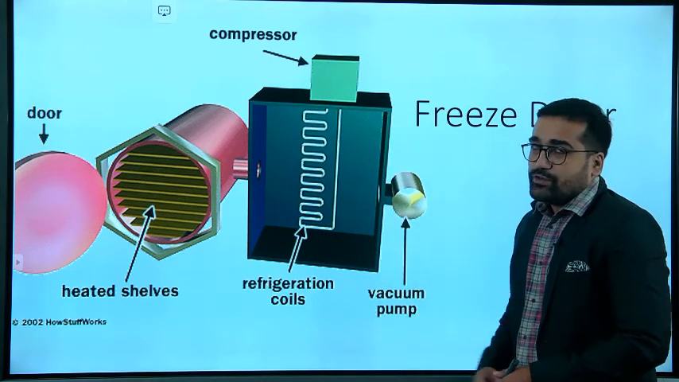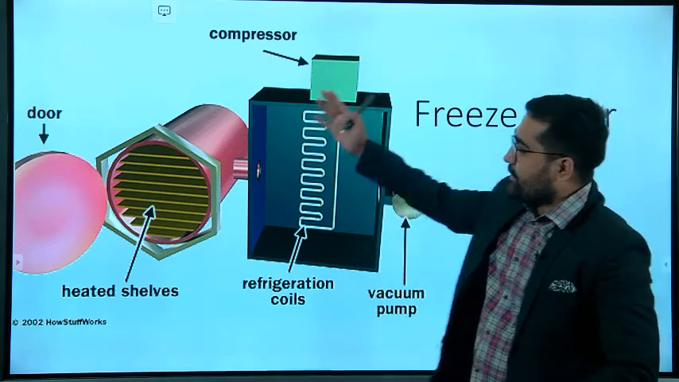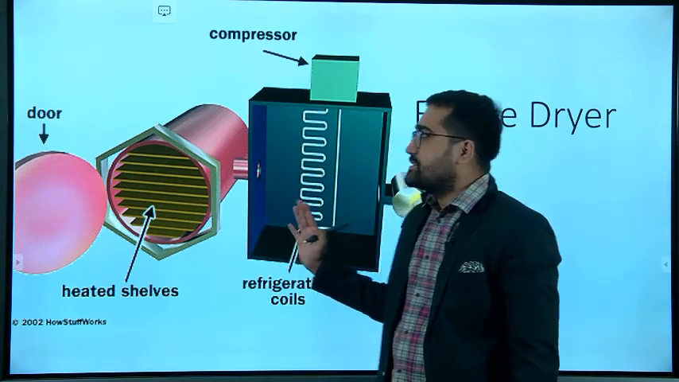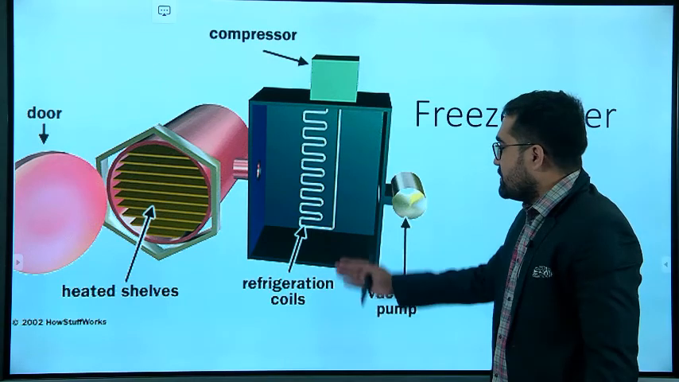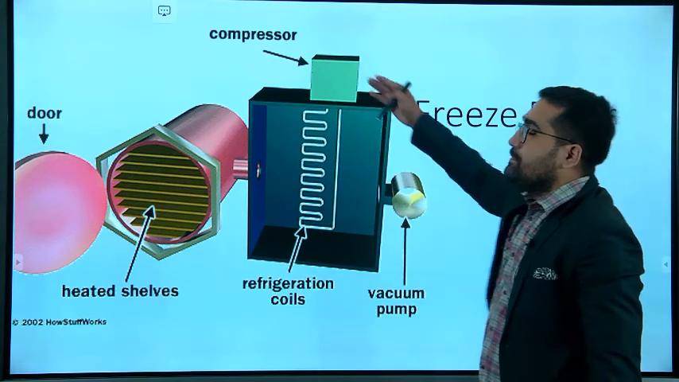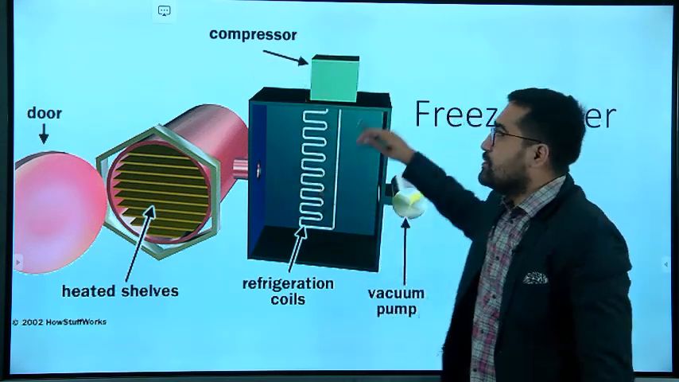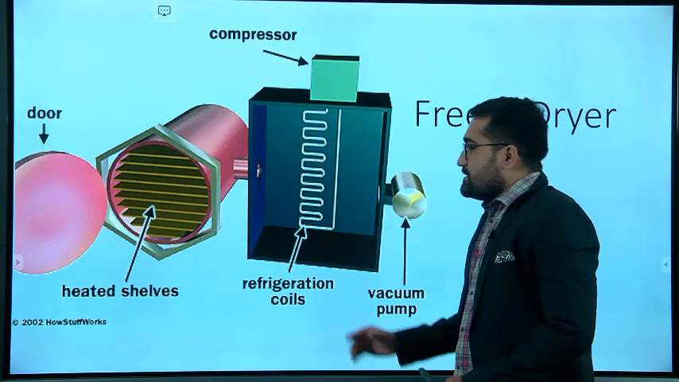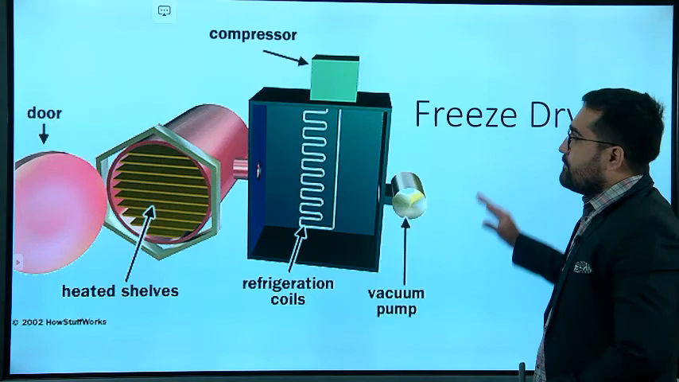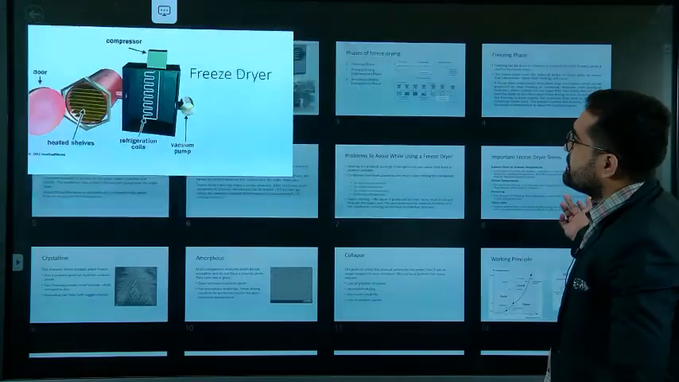In this picture you can see a freeze dryer and I have tried to show the major components of a freeze dryer. Like door, heated shelves, refrigerated coils, vacuum pumps, compressor, these are a few of the most important components of a freeze dryer. So, we will see all these components one by one from the next slides. So, going to the next slide.